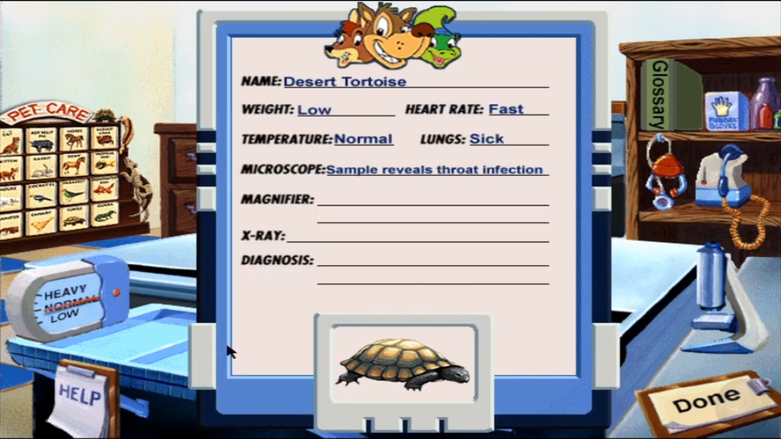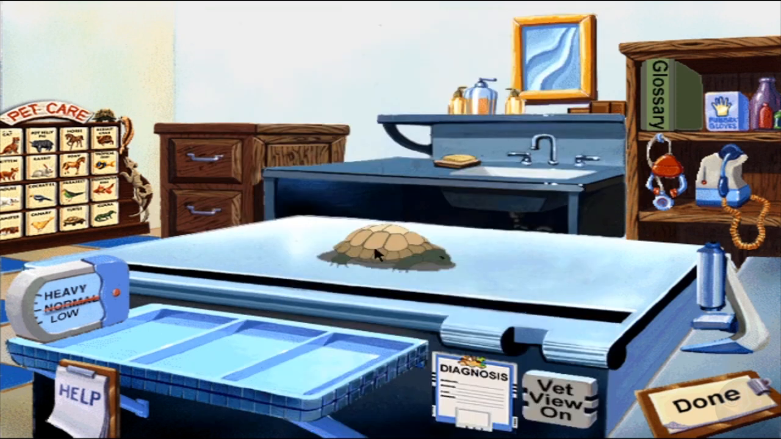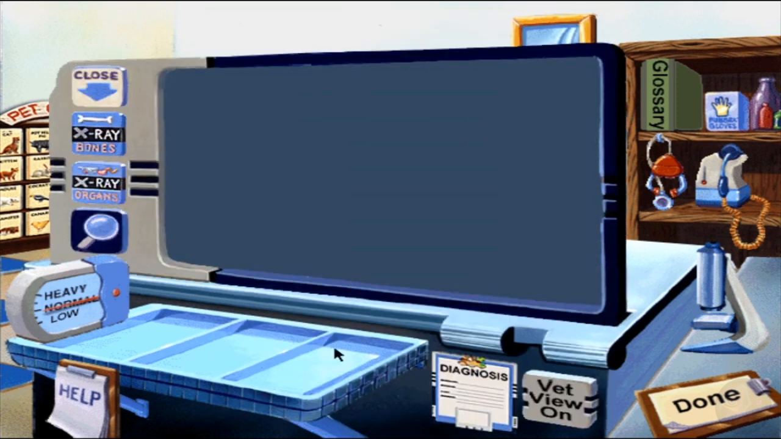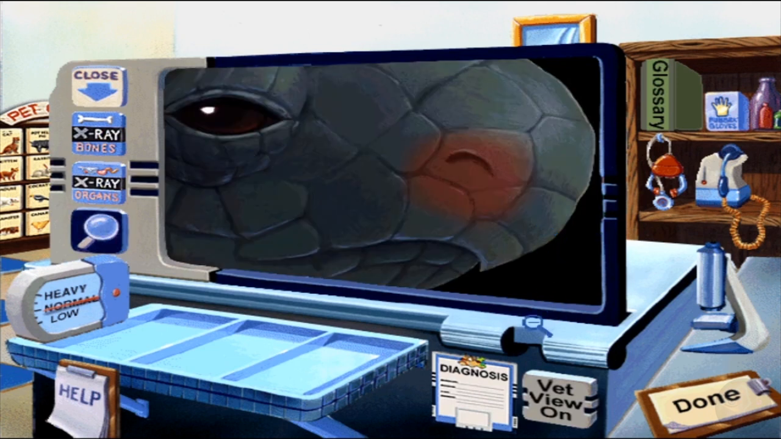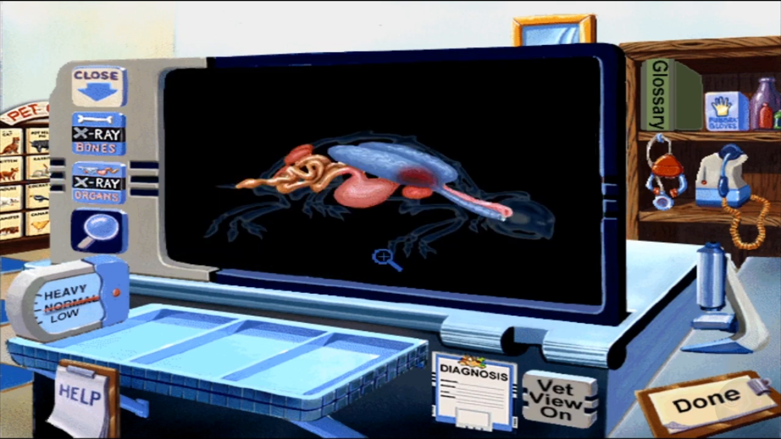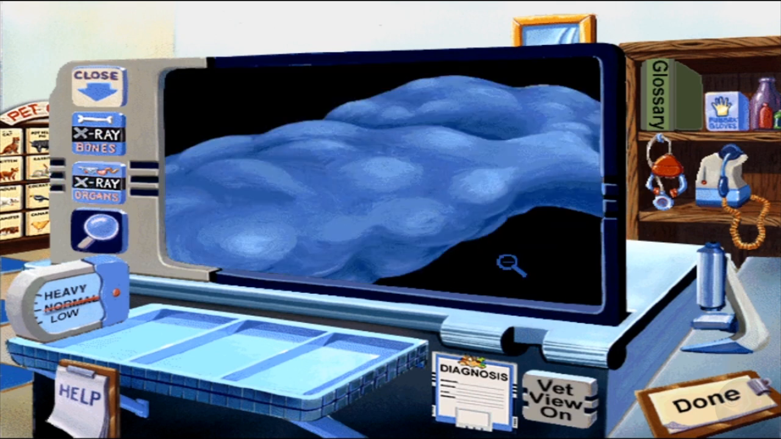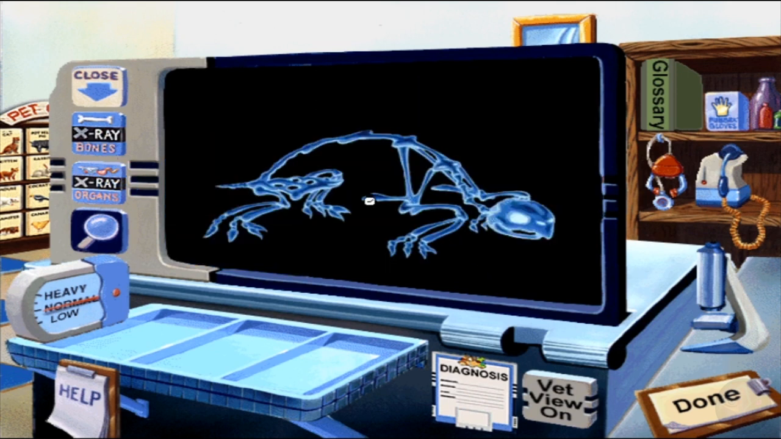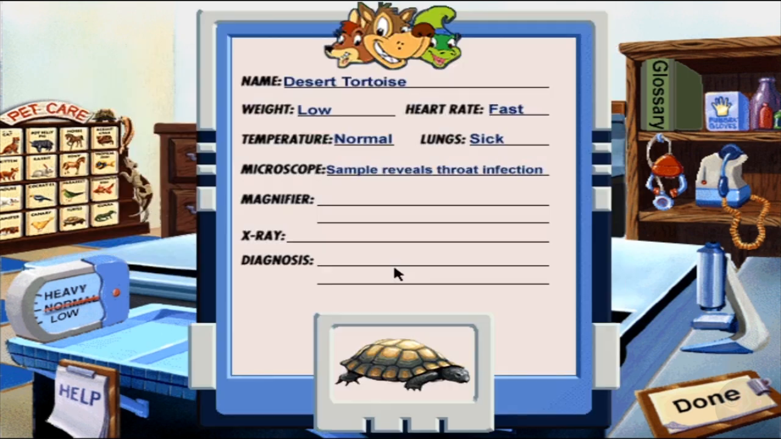This animal's weight is low. The nose area is red. Oh, the lungs look unhealthy. I don't see any problems here. Red nose area. Unhealthy lungs. The desert tortoise's weight is low, but its heart rate is fast.